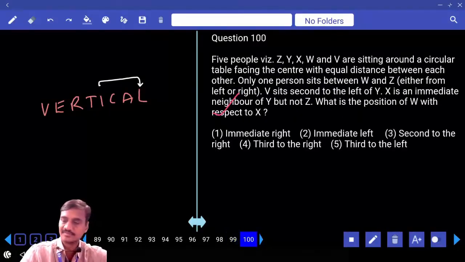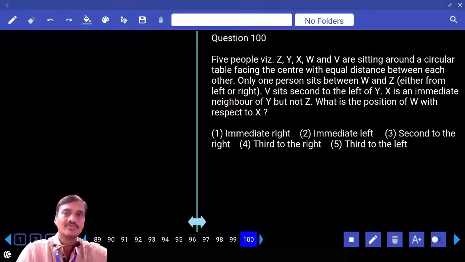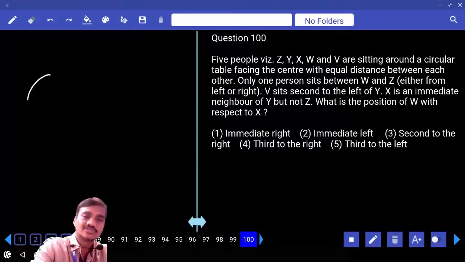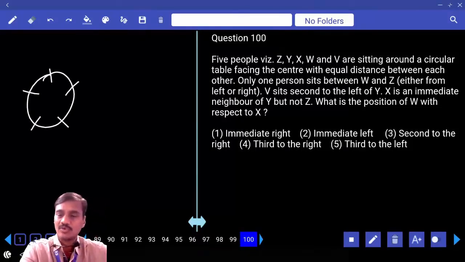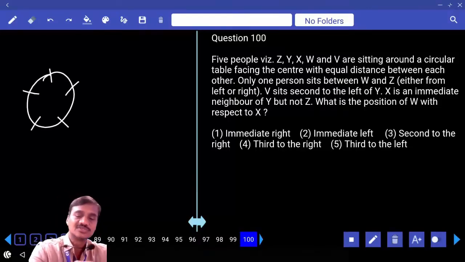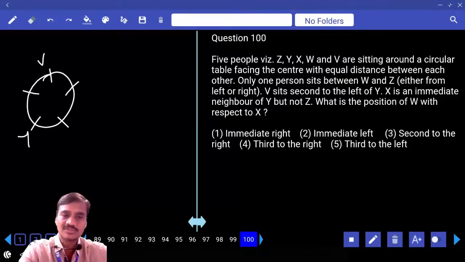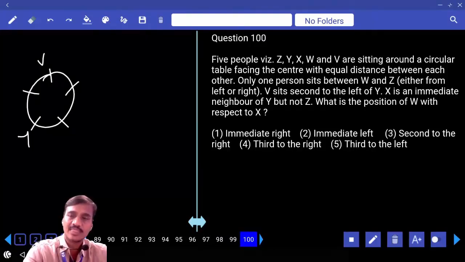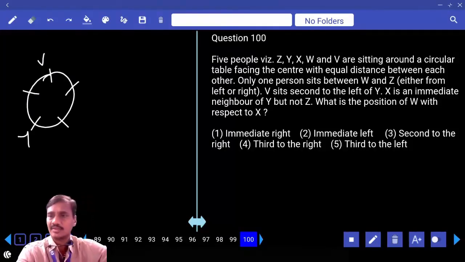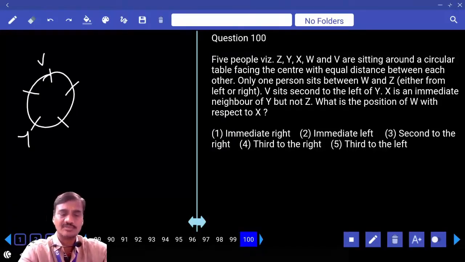And finally 100. Now 5 people were there, V, W, X, Y, Z, and they were seated around a circular table. 1, 2, 3, 4, 5. Only one person between W and Z. V sits second to the left of Y. Here Y is here, V is here. X is an immediate neighbor of Y, but not to Z, isn't it? And next one, only one person between W and Z, only one person here.